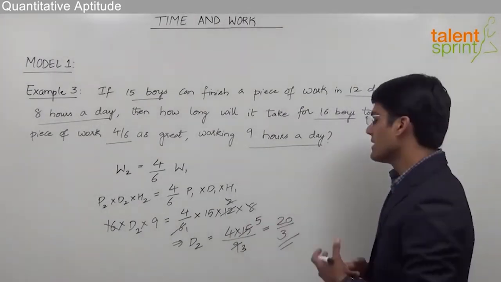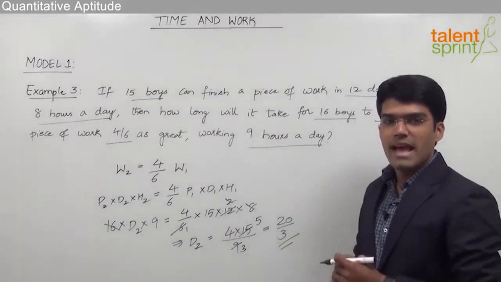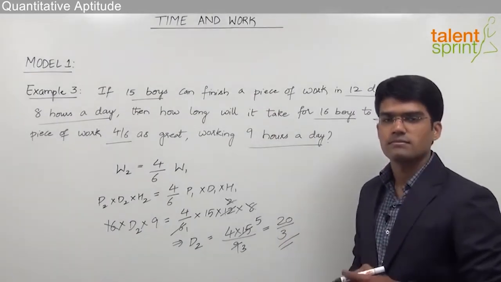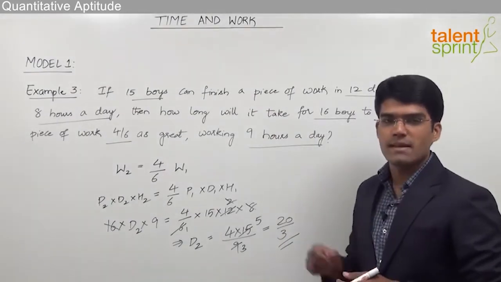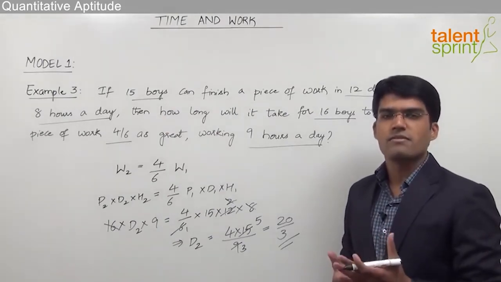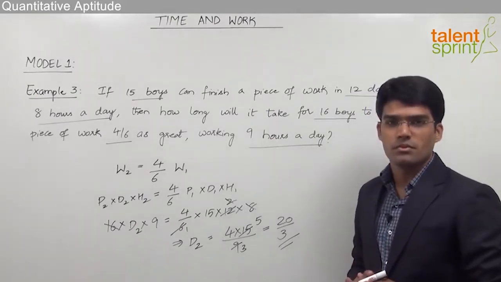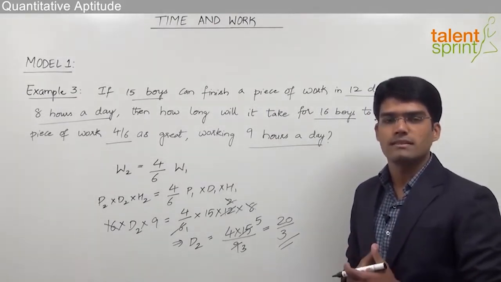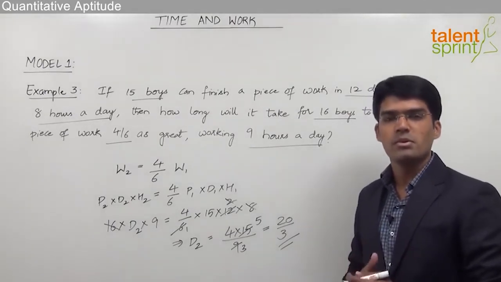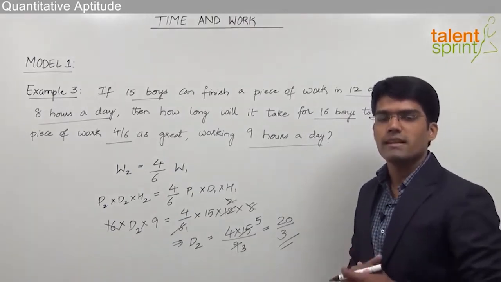So we can say that the number of days required in the second case to do 4 by 6 as great as the previous work should be equal to 20 by 3. So as you can see from the various examples of this model, either the work done is specified in terms of number of pages, etc., or the work is given in terms of ratio. And in some cases, the work done is equal. So accordingly, we can use the equation, that is W1 by W2 equals P1 D1 H1 by P2 D2 H2, to get the required answer.